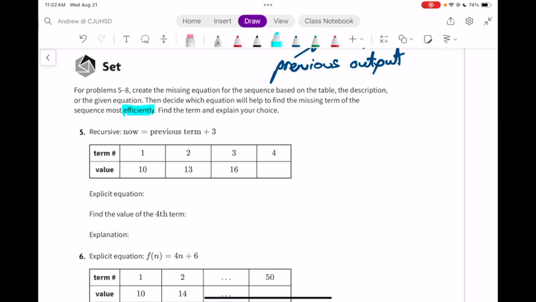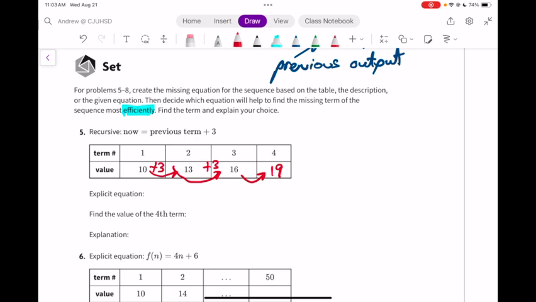So they're giving us the recursive function in number 5. It says, now is previous term plus 3. And you can see that here in the table. So to get to the next term, you add 3. Every time you go to the next part, you add 3. So what would be the missing number? That's right, it's 19.